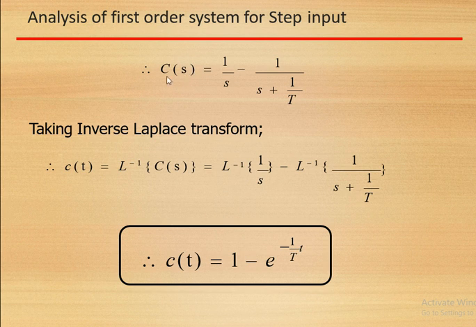So for that you have to take the inverse Laplace transform. If you take the inverse Laplace transform of C(s), we'll get c(t) as the actual output in the time domain. Here c(t) is equal to the inverse Laplace transform of C(s), and that we will get here, which is equal to: for this first term we have to take the inverse Laplace, minus the inverse Laplace of the second term.